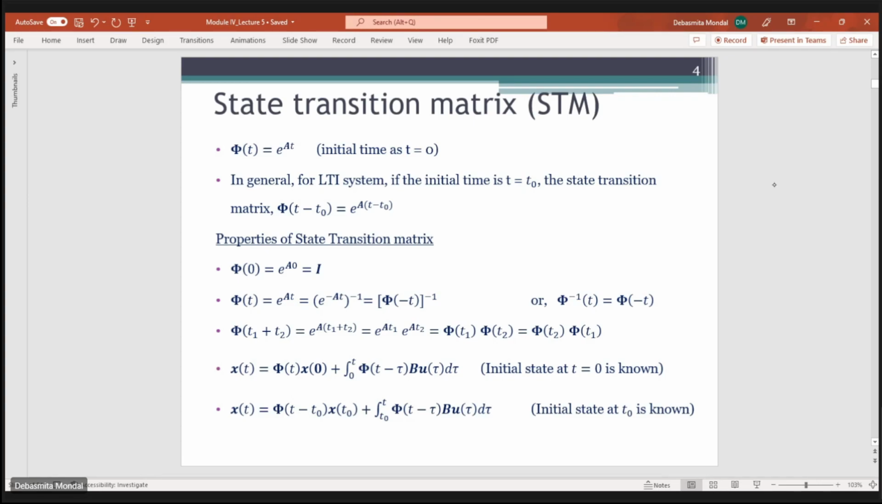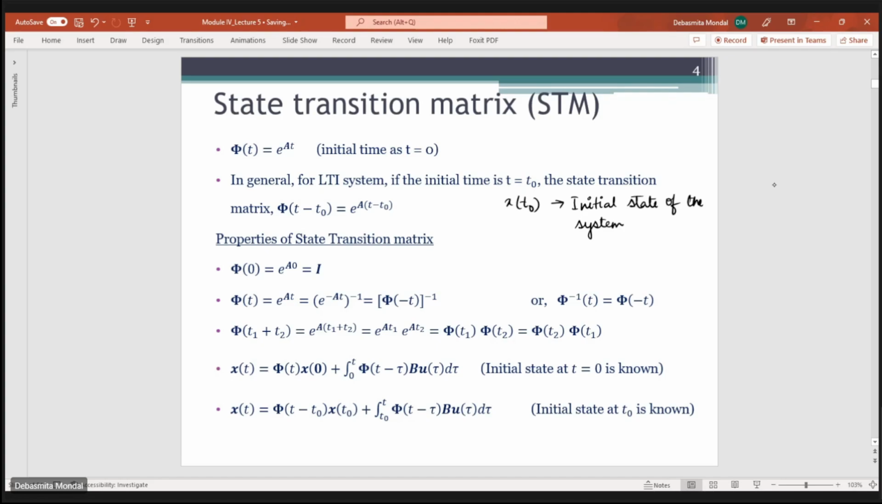Okay, and in general, if you write the general expression, then for a linear time invariant system, if the initial time is t equal to t0, that means the initial state of the system is defined by x at t0. So this would be the initial state of the system. Then we can say that the state transition matrix will be defined by phi(t − t0), and that would be equal to e to the power A(t − t0).